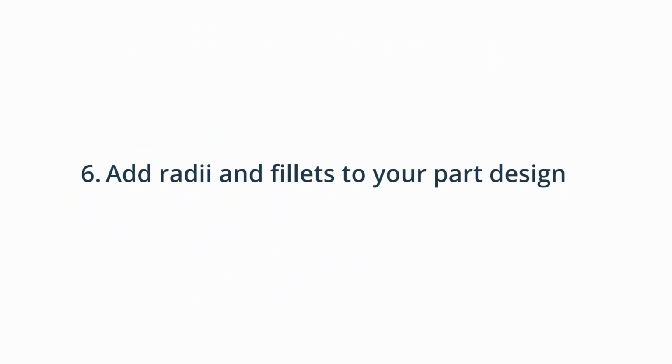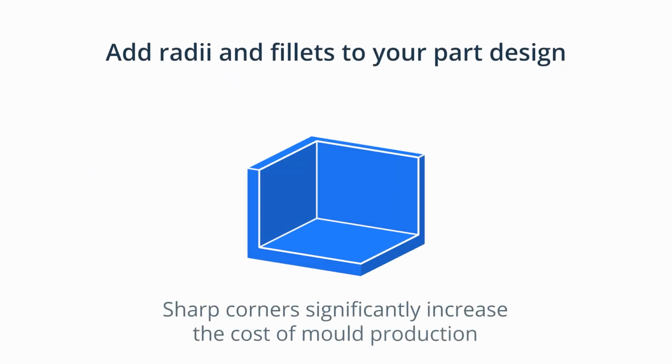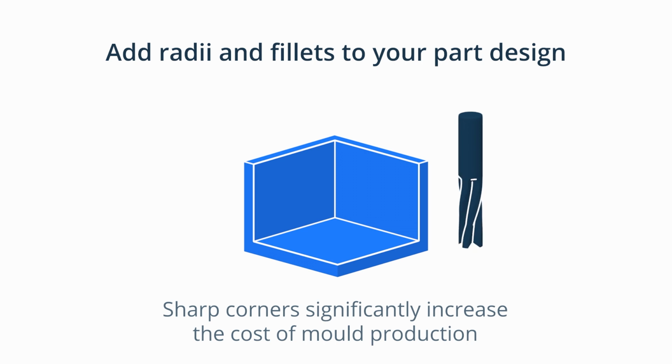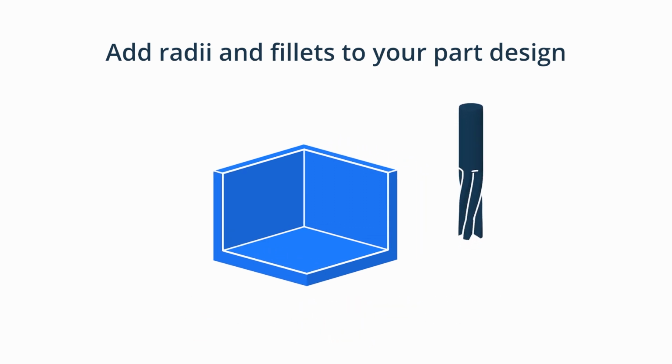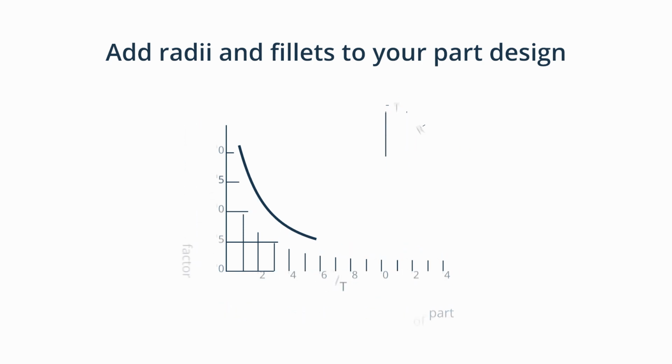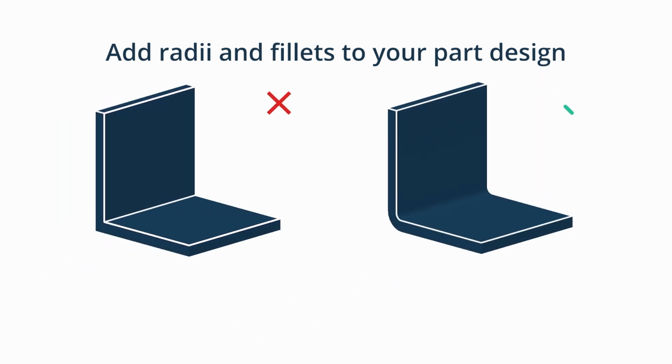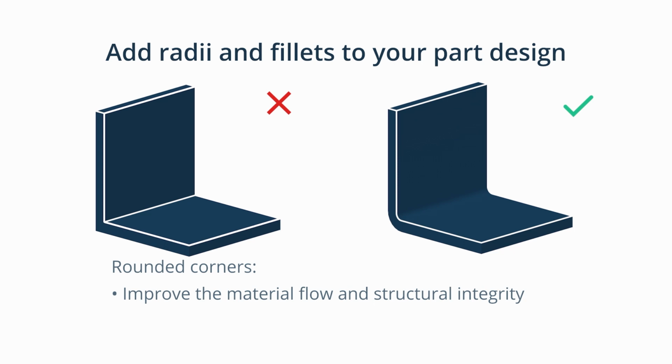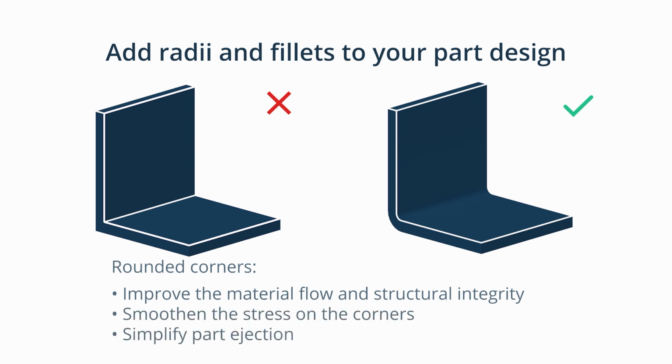6. Add radii and fillets to your part design. Since molds are CNC machined out of either aluminium or steel, sharp internal corners are difficult to create and significantly increase the cost of mold production. In addition, sharp corners within the mold can weaken the resulting part, as molten plastic is forced to flow across or fill in a sharp corner. That's why we recommend using your CAD system's filleting tool to add a fillet and create smooth transitions between the walls and features of your parts. It will improve the material flow, the part's structural integrity, distribute the stress on the corner and simplify part ejection.